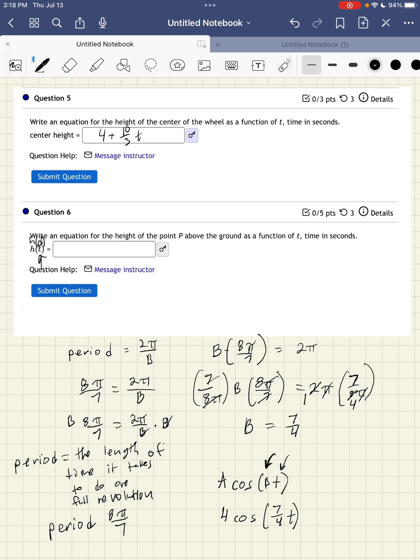That's the equation for just the point rotating around the circle. That's our equation.